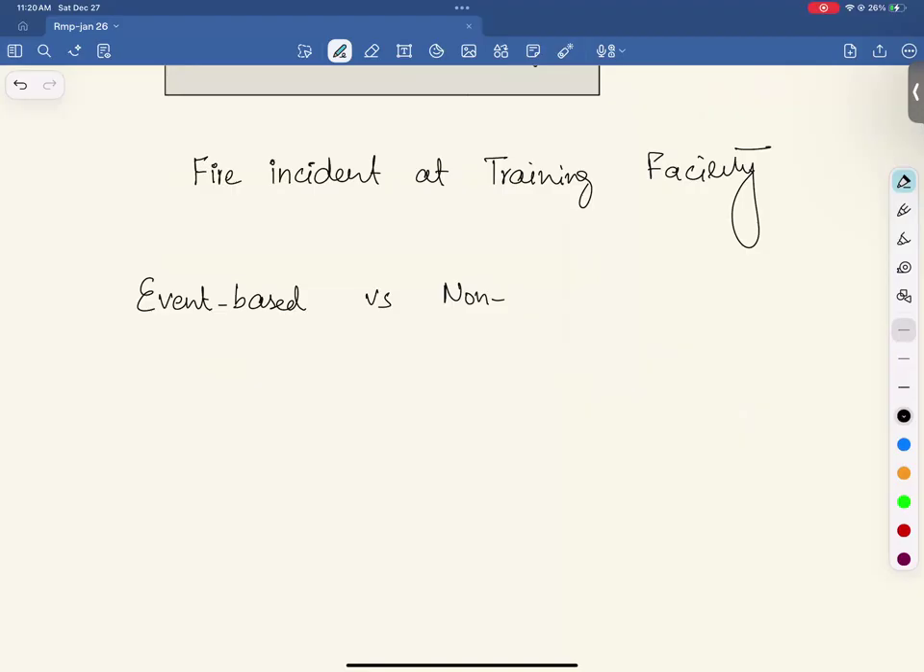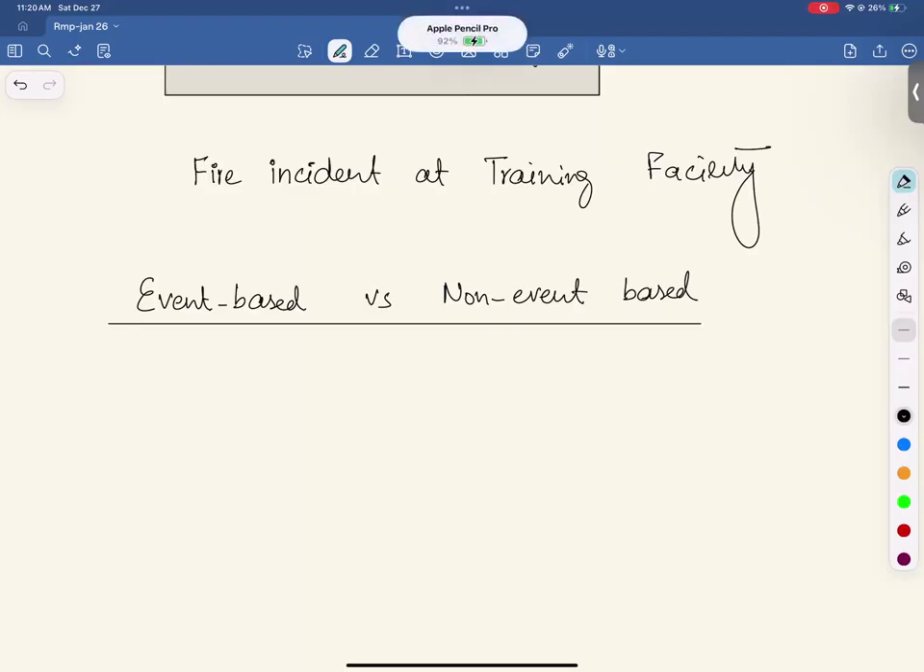versus non-event-based risks. Anyone, please. What's your understanding? What is event-based and what is non-event-based? Any idea? Just try, nothing is right or wrong, whatever comes to your mind. I believe we just discussed the same, right? We listed a few risks, and one we considered as unknown, so that will be considered non-event based, because we did not list it, but we took some provision for that.